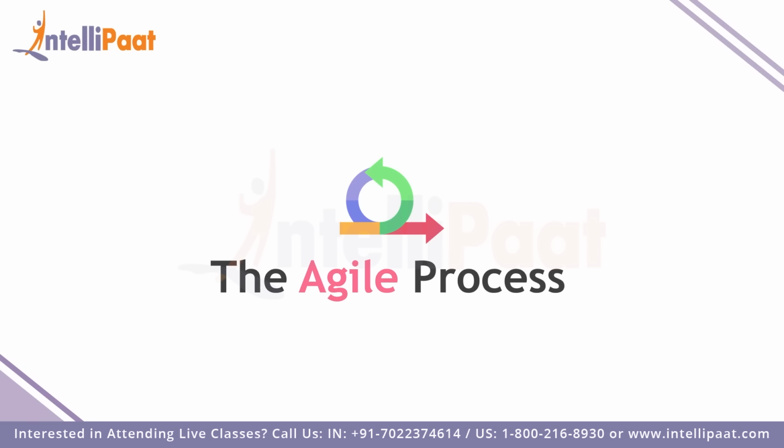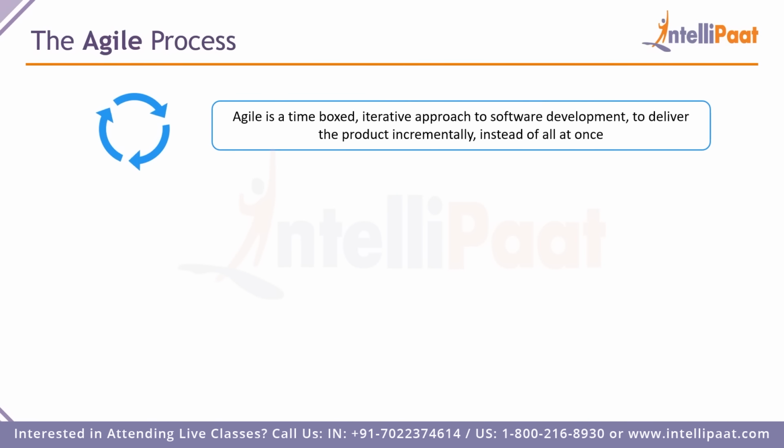Alright, so let us begin with the Agile process. Agile is a software development terminology based on the Agile Manifesto. It is a software development method which describes a time-boxed iterative approach to software development to deliver the product incrementally instead of all at once. So, what does that mean?